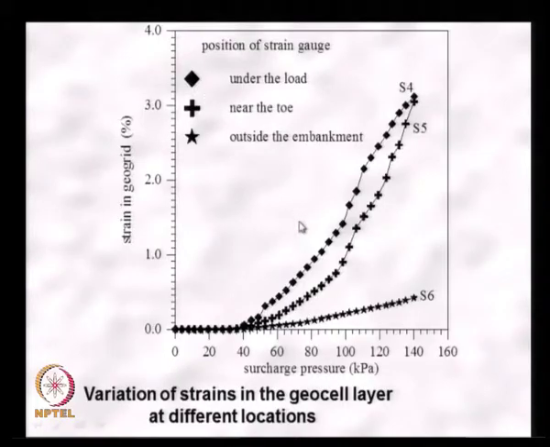The diamond shaped symbols are the strains under the load, where as much as 3% strain was measured, the plus sign is near the toe, and outside the embankment is the star. The strains that are developed in the Geocell layer outside the embankment are relatively small, whereas below the load and near the toe they are of comparable magnitude.